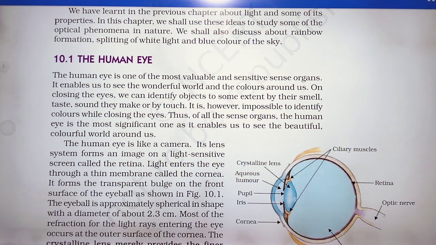But of all the sense organs, the human eye is the most significant. Here it is given about the importance of the eye: it is the most significant one, as it enables us to see the beautiful and colorful world around us by signifying the color.